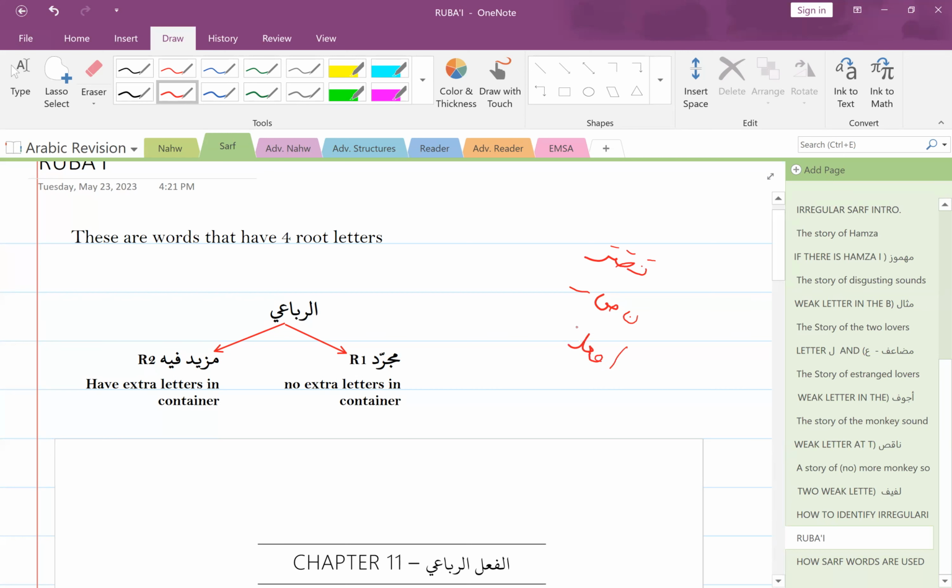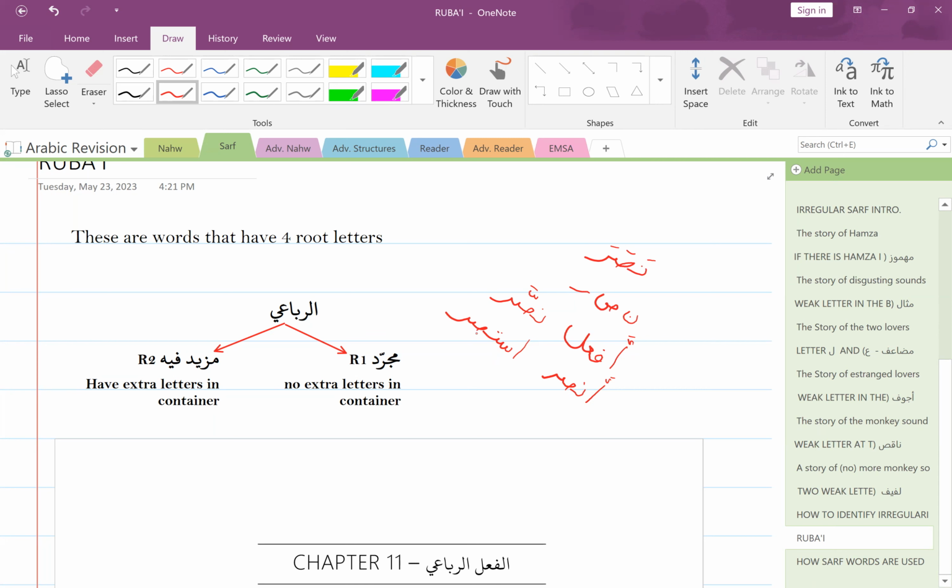But if you take these 3 root letters and you put them into another container, for example, Af'ala container, then you have Ansara, right? Or if you take it to a Fa'ala container, you have Nassara. You take it to an Istaf'ala container, it will be Istansara. So all that, the big families, is called Mazid Fihi because it's the same 3 root letters, but you've added something else. Okay, so that's basically the word of 3 root letters.